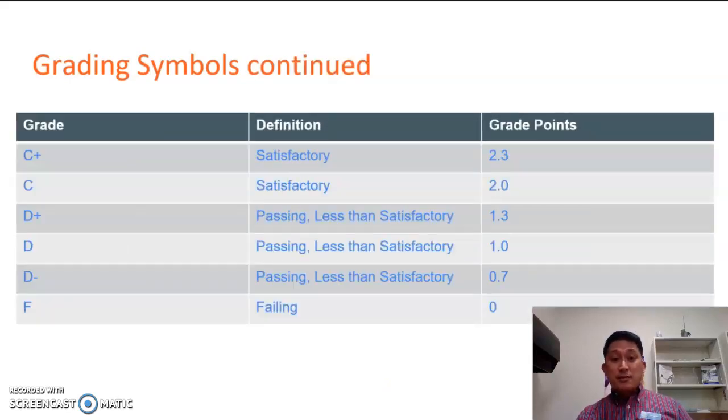C plus is considered satisfactory, 2.3 grade points. A C is considered satisfactory as well, 2 grade points. D plus, 1.3, less than satisfactory, but passing. A D is 1 grade point, and a D minus, 0.7. An F is 0 grade points and considered failing.